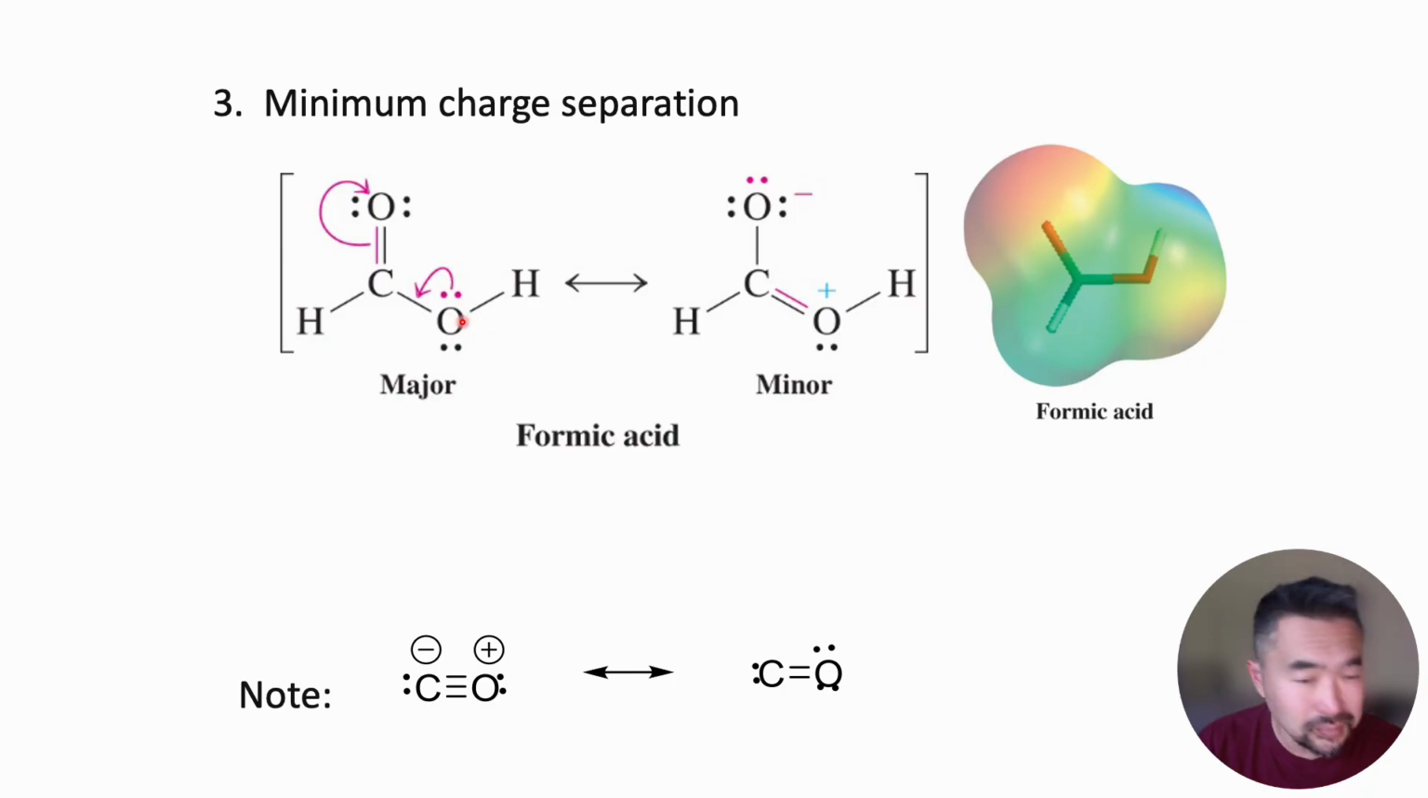Now, between these two resonance forms of carbon monoxide, which do you think might be the better or major contributor? Well, between these two, you might think the right one is the major contributor because it has less charge separation, but remember, rule number 1 is the most important rule, which is the octet, and so for that reason the left structure is the major contributor.